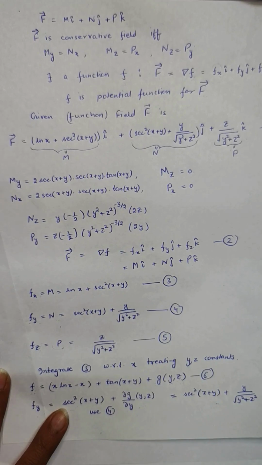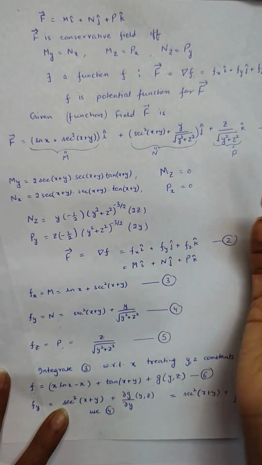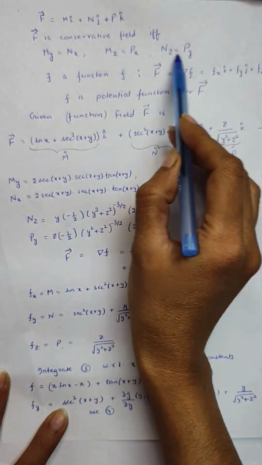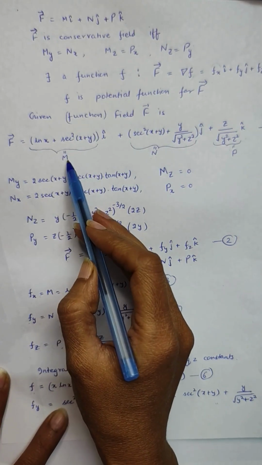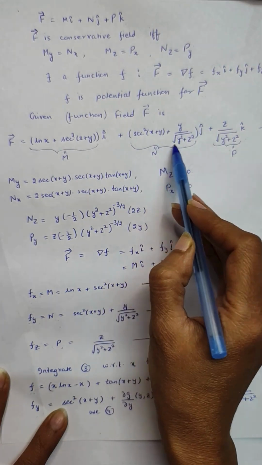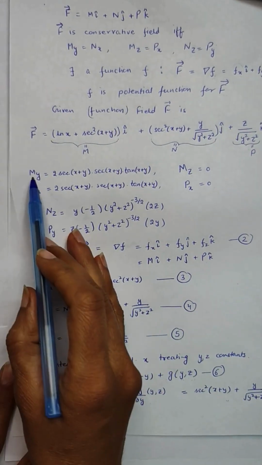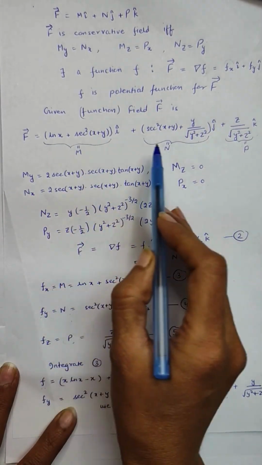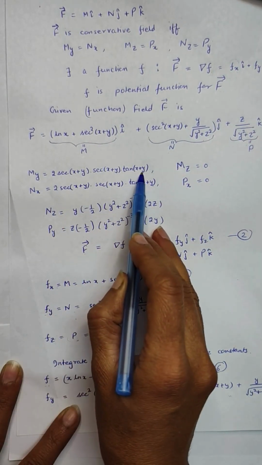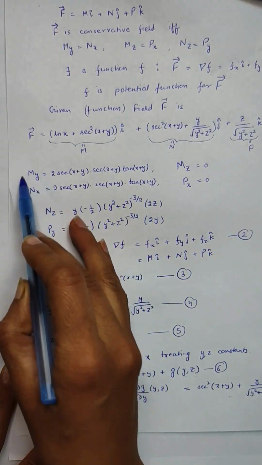Alright, so let's work on an example. We are given the vector field F here. Now we want to check if it's a conservative field or not. So what do we do? We check if these three equations are satisfied. So first, let's write down the component functions of F. M is equal to this, N is this function, and P is equal to this. So let's find the partial derivatives of the component functions M, N, and P. The derivative of M with respect to y is this function. The derivative of N with respect to x is this function, and they are equal.